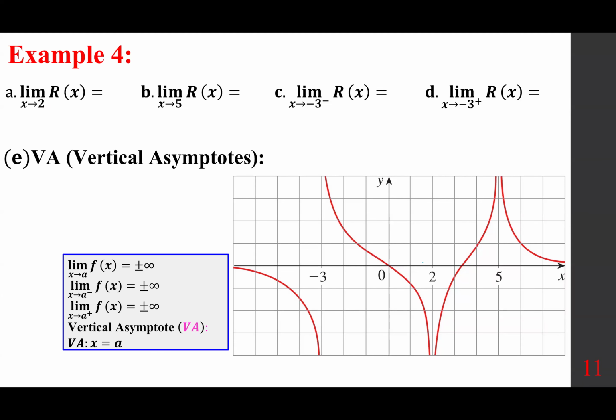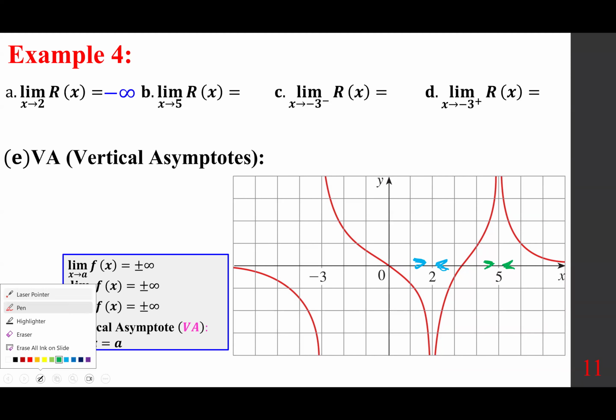As we approach number 2, from the left or from the right, in both cases, it's going down, and the answer is negative infinity. 5. As we approach 5, from the left, from the right, makes no difference, both go up to positive infinity.